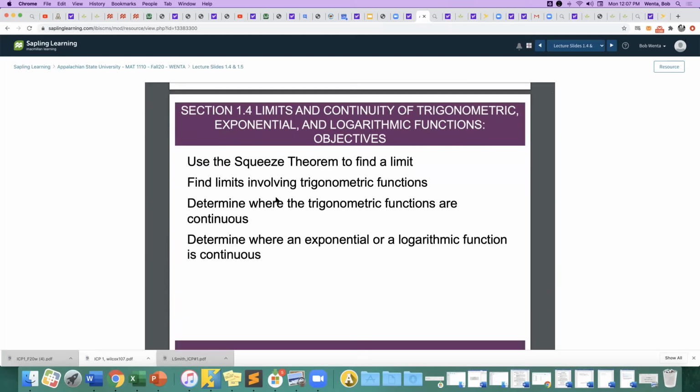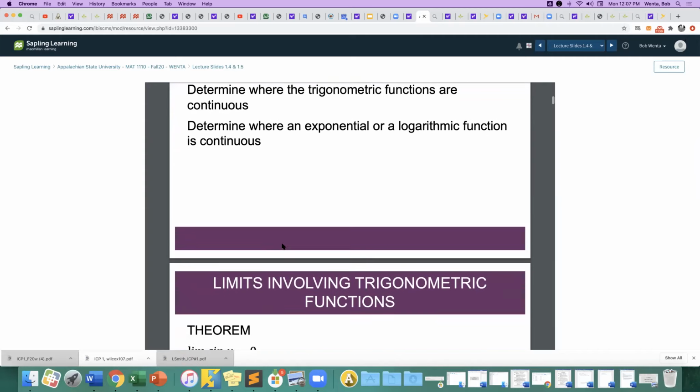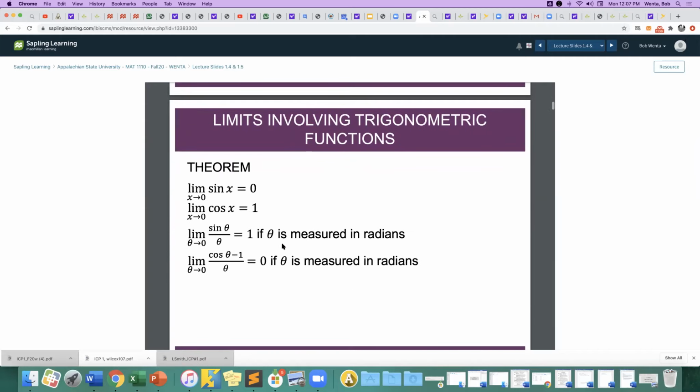We'll talk about the squeeze theorem later, but we want to talk about limits involving trig functions, where trig functions are continuous, and where exponential and logarithmic functions are continuous, okay? That's the key thing. And now, these are the things I put up on the iPad. By definition, the sine of 0 is 0 and the cosine of 0 is 1. So the limit of cosine as x goes to 0 is 1. The limit of sine as x goes to 0 is 0.